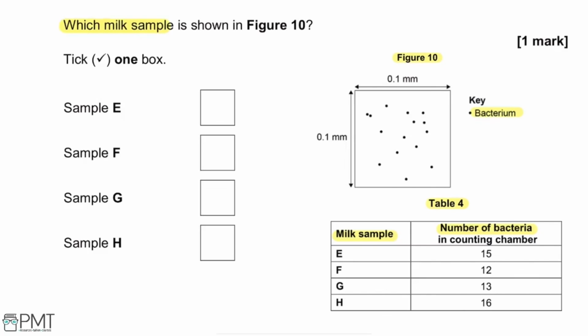Which milk sample is shown in figure 10? Tick one box. So in table 4 we have the number of bacteria in each milk sample. So what we've got to do is count the number of bacteria in figure 10. So we count the small dots, we've got 1, 2, 3, 4, 5, 6, 7, 8, 9, 10, 11, 12, 13, 14, 15. Looking back at table 4, we can see that the one with 15 is milk sample E, so that's the box that we tick.